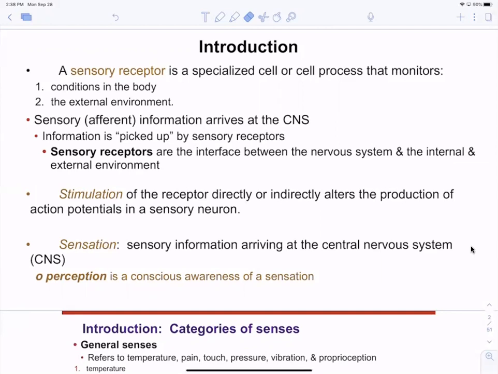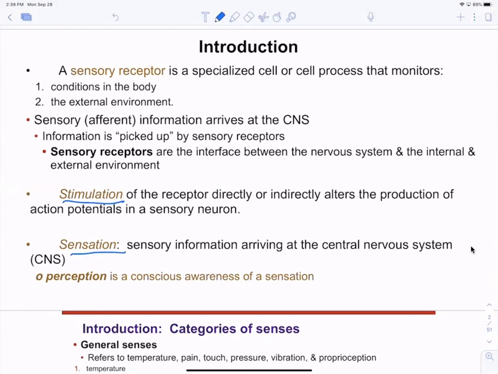Sensory afferent information arrives at the CNS. Well, what does that mean? Well, it has to first be started by some sensation. And so sensory receptors basically respond to specific stimuli, and that stimulus is specific to that receptor. That is to say, if you have a touch receptor, you have to actually physically distort or push on that receptor ending to get it to generate an action potential, which would be a sensation, right? So we have stimulation and sensation.